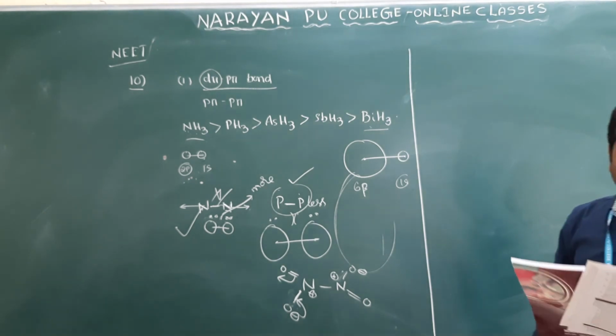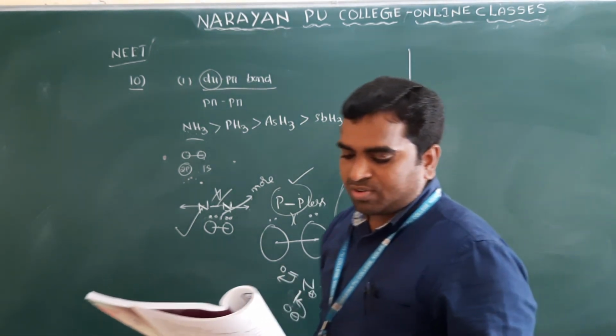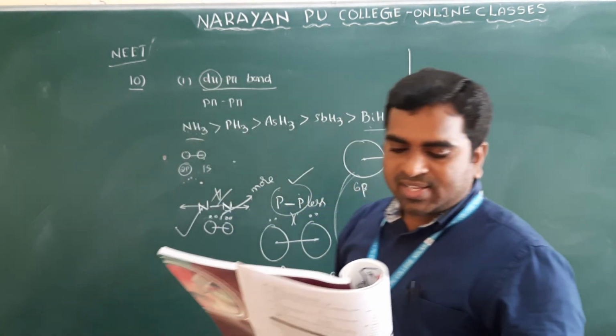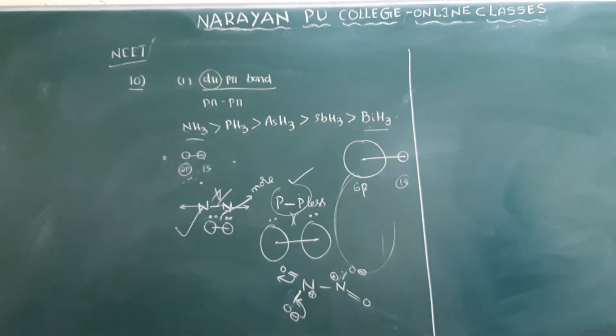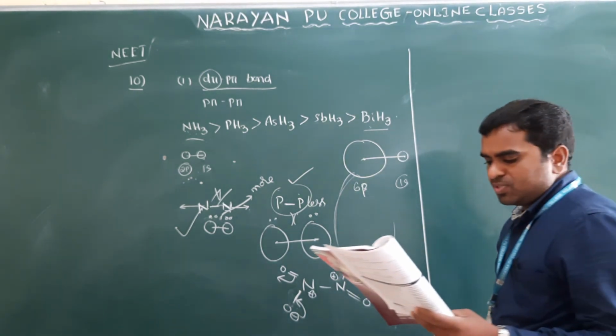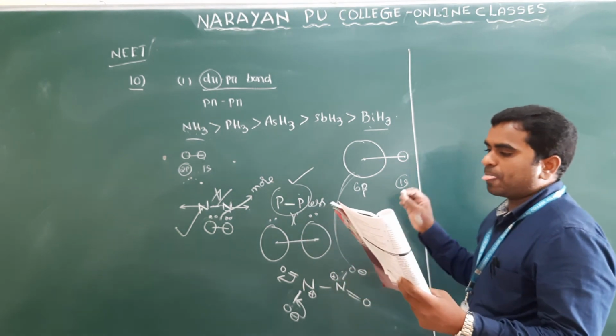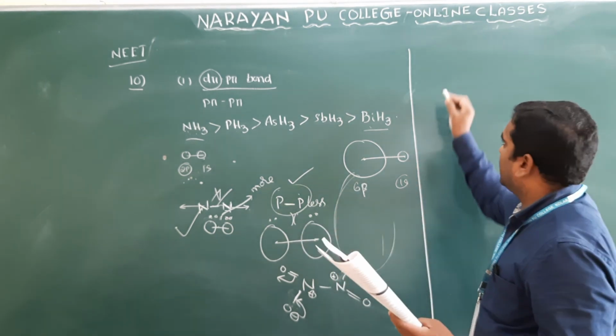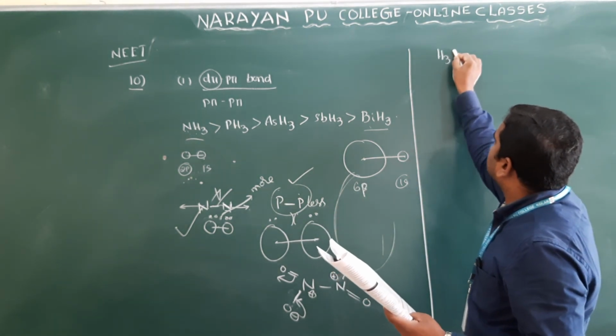Next one: which of the following oxoacids of phosphorus is not valid? Clear? See now, which one is not correct? Not valid. Hypophosphorus acid. What is the formula of hypophosphorus acid?